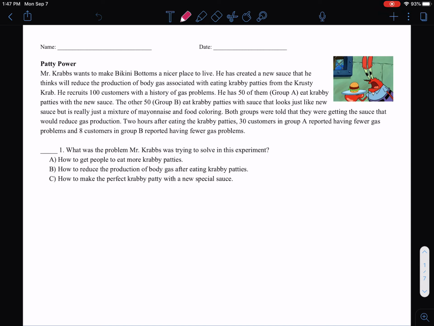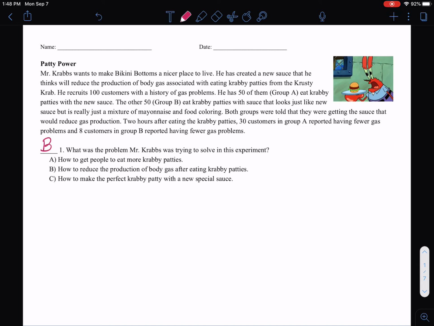What I would recommend doing at this time is pausing the video so that you can read through this problem in front of you. Okay, now that you've had time to read through the problem, I'm going to be going through the questions. The first question is, what was the problem Mr. Krabs was trying to solve in this experiment? And the problem was choice B, how to reduce the production of body gas after eating Krabby Patties.